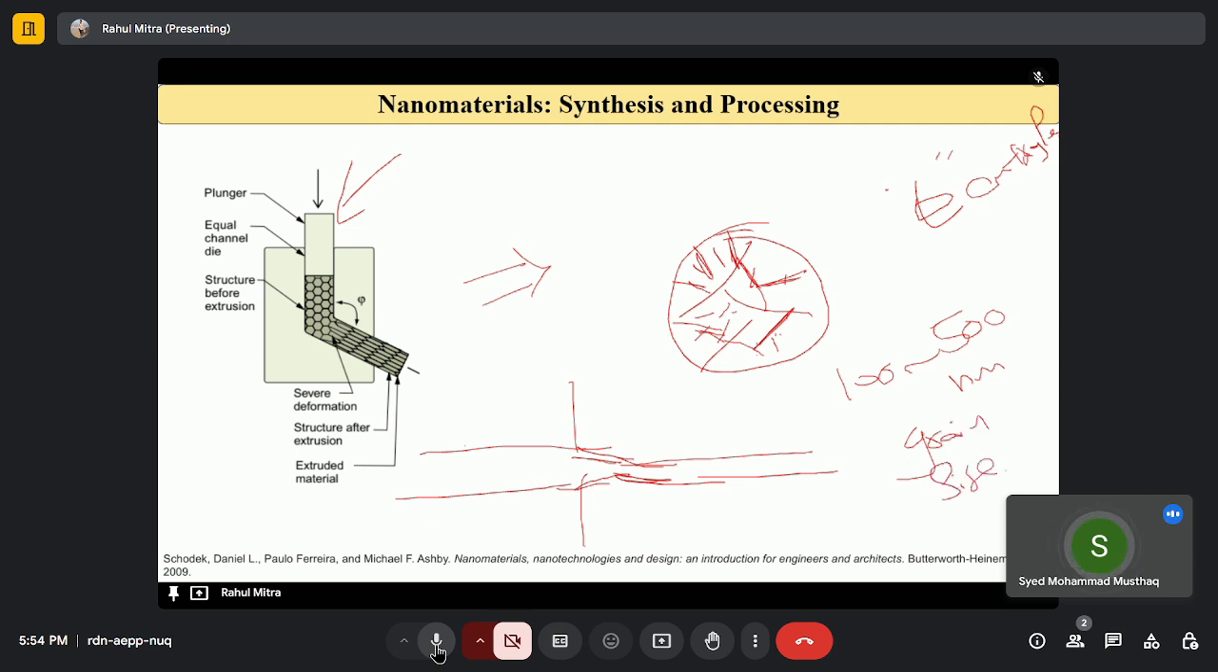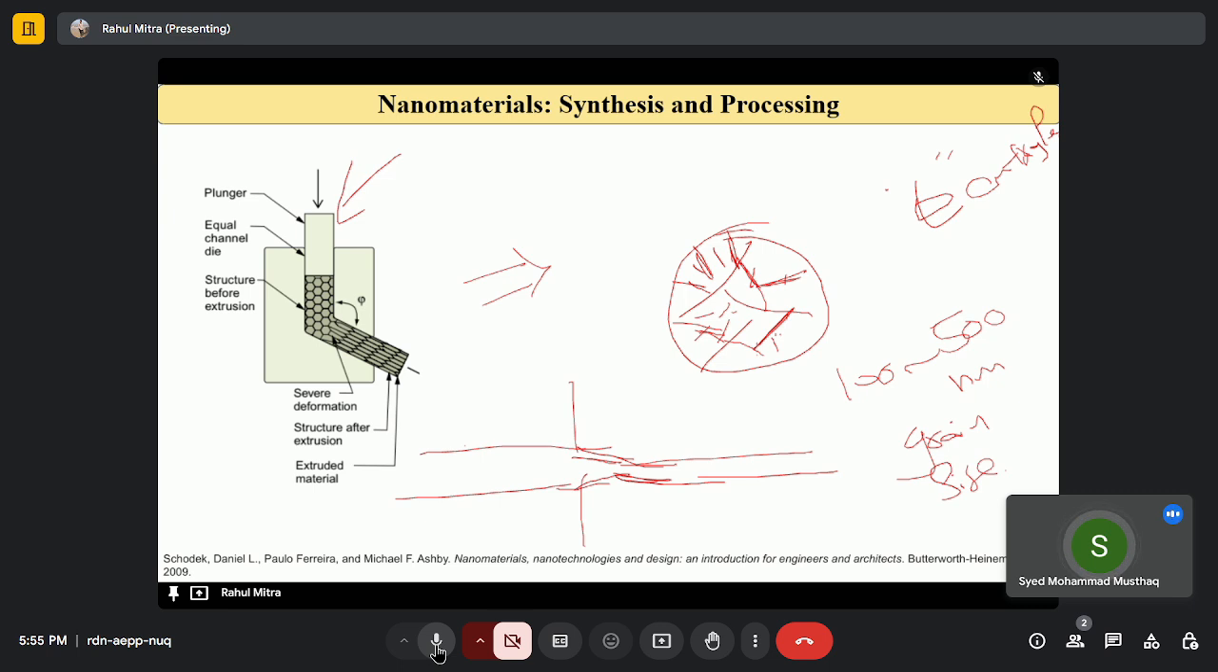This is a top-down process where we have a bulk material and apply severe plastic deformation while suppressing fracture, so that the material doesn't break. From very large grains we go to very fine grains, ranging from 100 to 500 nanometers. So this is a top-down approach.